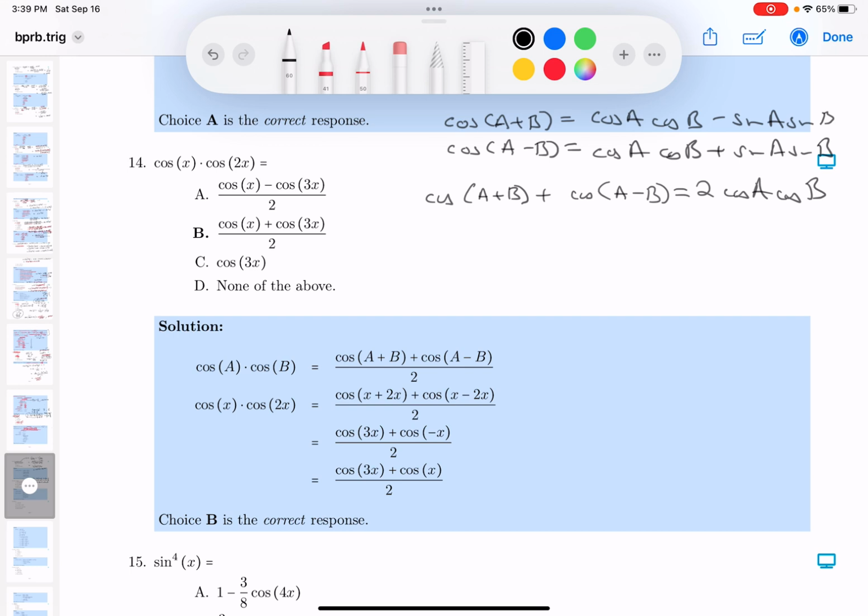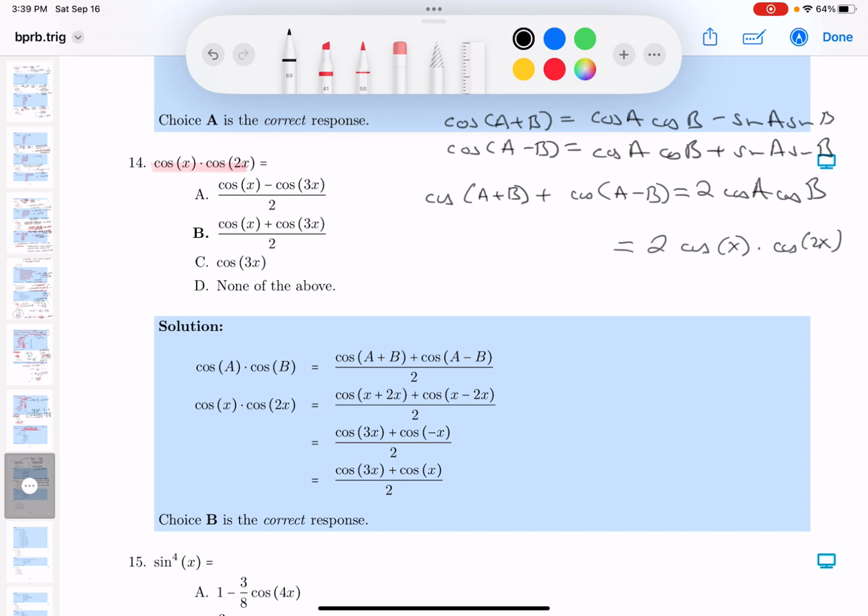And what we have now is a product to sum formula, or a sum to product formula, depending on how you look at it. So over here, I'm definitely seeing a product, and I want to write that down next to this over here. So what would you get? It would be 2 cosine of x times cosine of 2x.